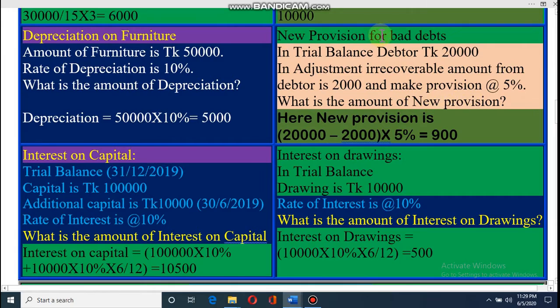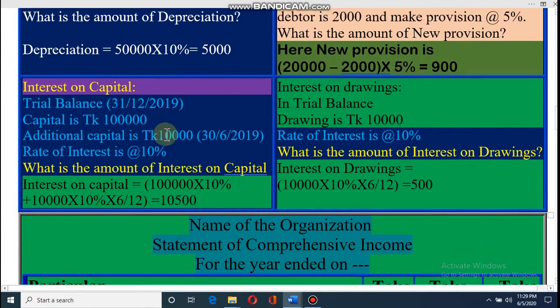Dear student, for calculating new provision, at first you have to find out the amount of net debtors. How can we find out net debtors? From debtor you have to subtract the bad debt. You know, bad debt means the amount which cannot be collected from debtor. Here the irrecoverable amount of debtor is 2,000, so net debtor is 20,000 minus 2,000, it is 18,000, and new provision will be 5% of 18,000. 18,000 into 5%, it is 900 taka. I hope you understand.